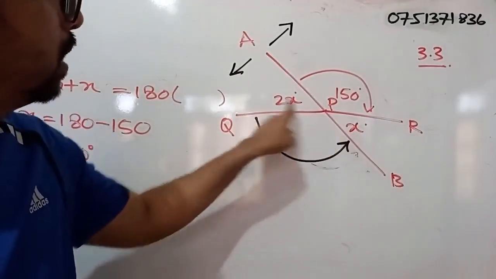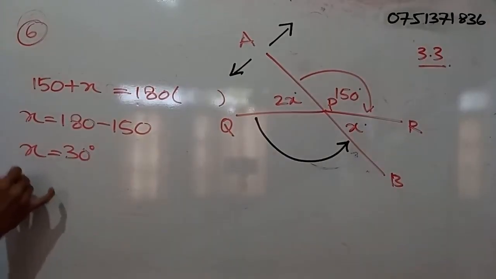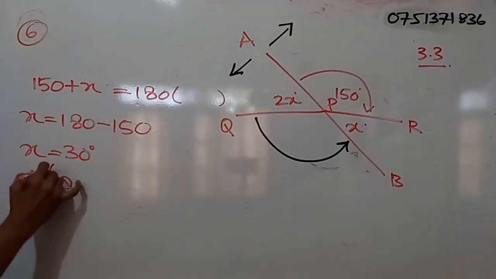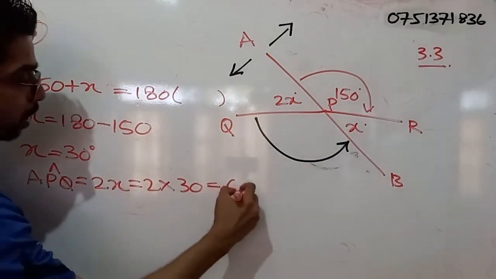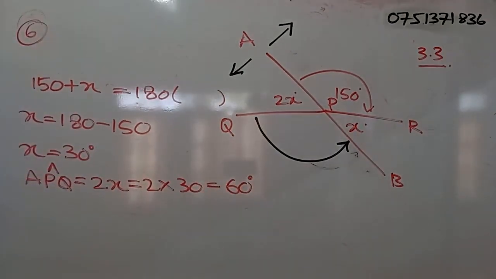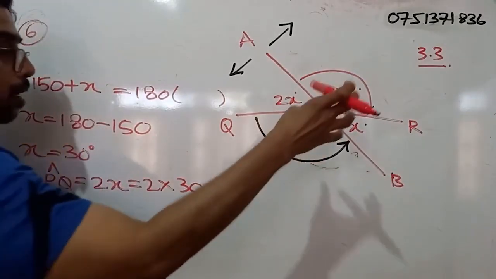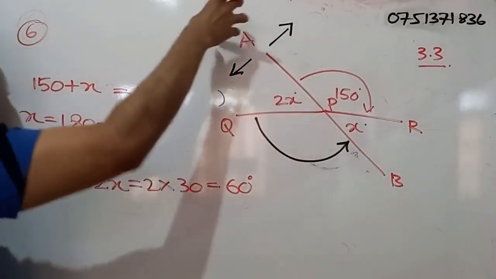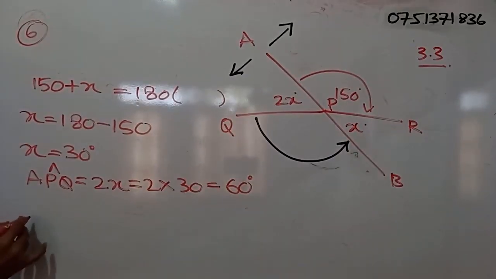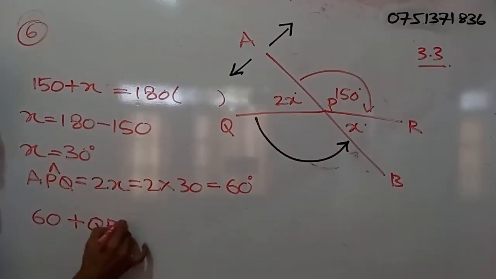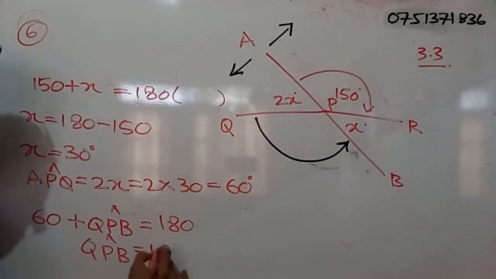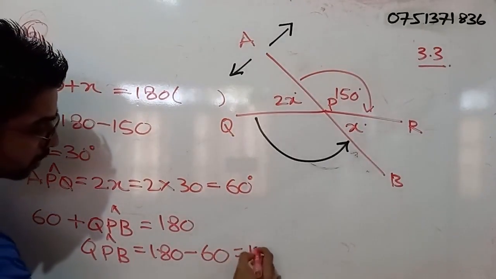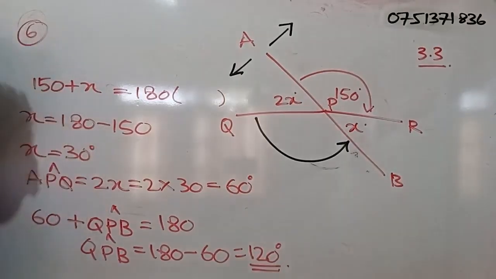So this is x. This is 2x. Then we can clearly say APQ angle, that is what? 2x. So that is 2 into 30, which is 60 degrees. 60 degrees. What do we take again? We can take that this angle and this angle add up to 180 degrees. Right? So we can write 60 plus QPB, QPB, that is equal to 180. So QPB is what? 180 minus 60, which is 120 degrees. So this is the answer.